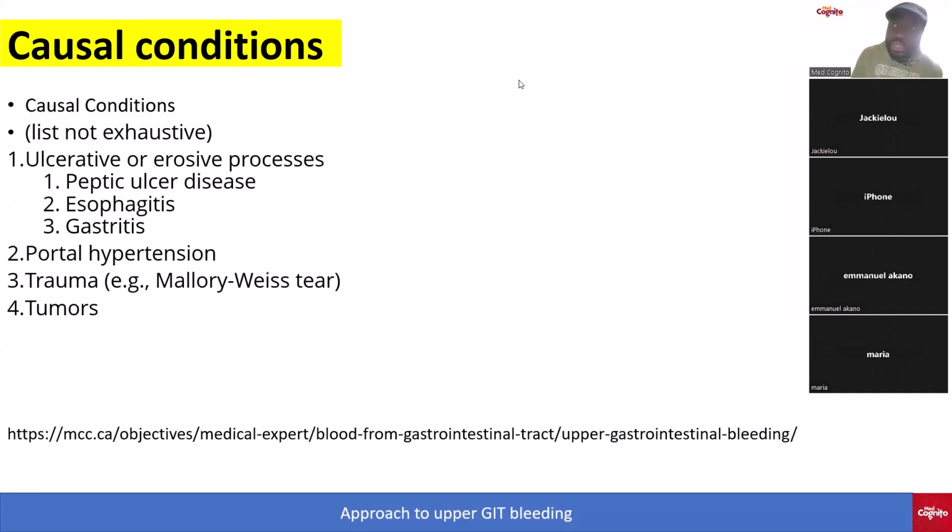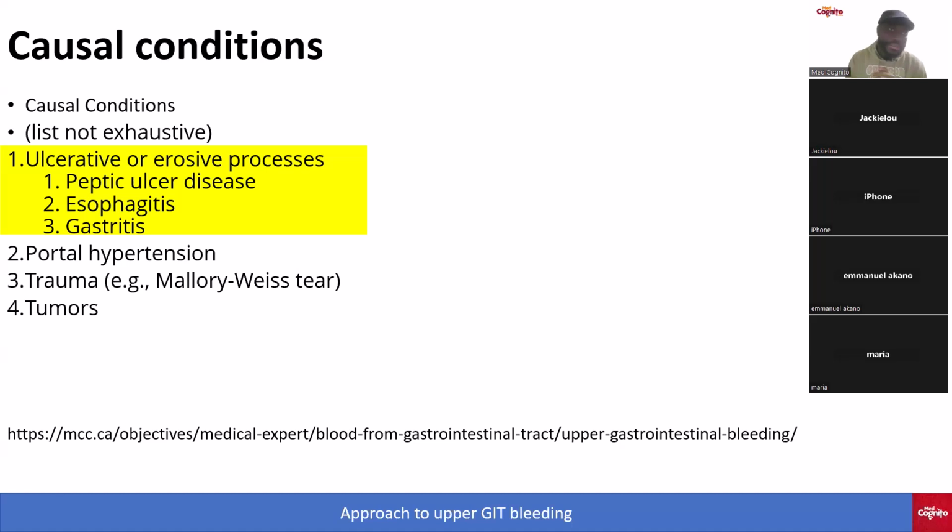Now, the causal conditions. Remember that I told you the trick in mastering the exam is you go in there, you look at the causal conditions, you list all of them, and then you also go to the enabling objectives and look at all the things that are stated in the enabling objectives. Based on what is stated in the enabling objectives, you can know exactly how you're going to prepare for this exam. So what are the causal conditions the medical council wants you to know?